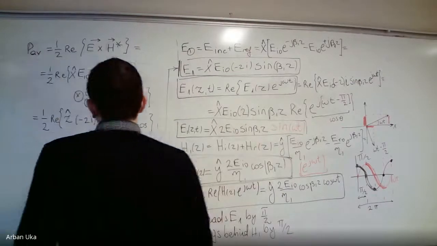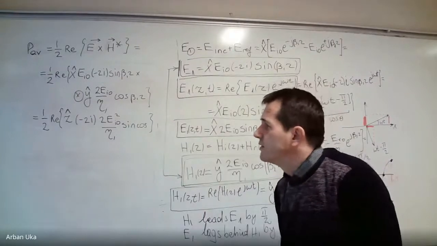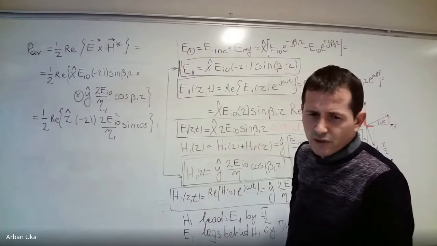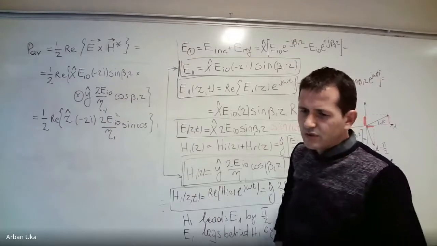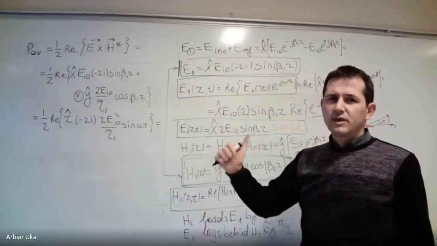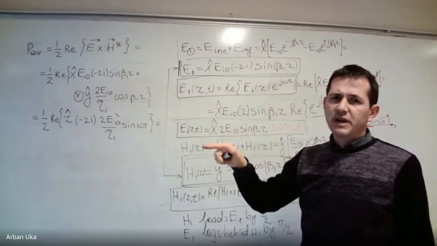Now, what can you say about the direction of the power density? If there is some power density flow, in which direction is it flowing? Can you notice anything? In the direction of propagation of the wave. Okay, but in which direction is the wave propagating? Z direction. Plus or minus? Plus. The incident one is plus. The reflected one is minus.